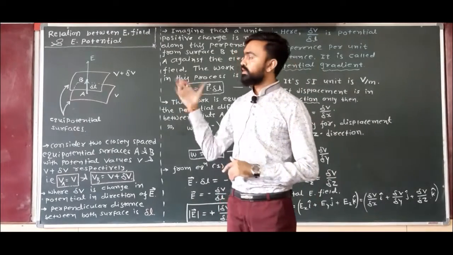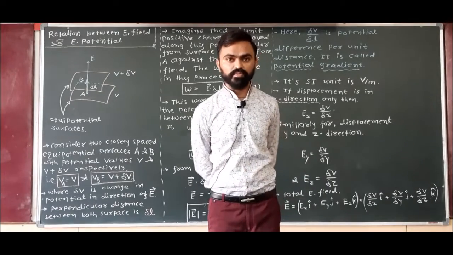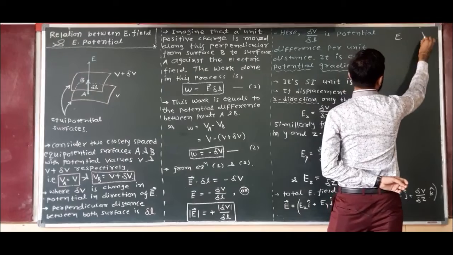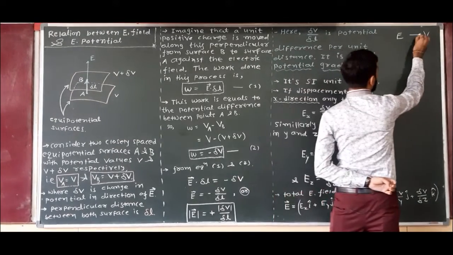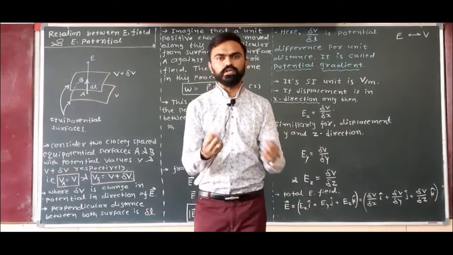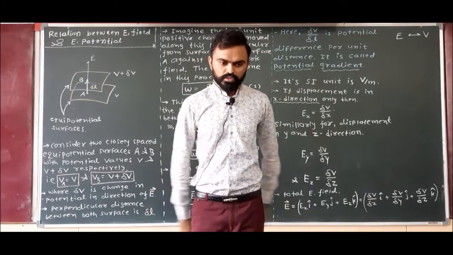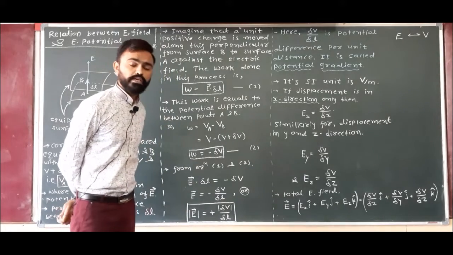Today's topic is the relation between electrical field E and electrical potential V. Electrical field is indicated as E and potential is indicated as V. What is the relation between these two physical quantities that we want to find out today? For that, we just now discussed the equipotential surface.